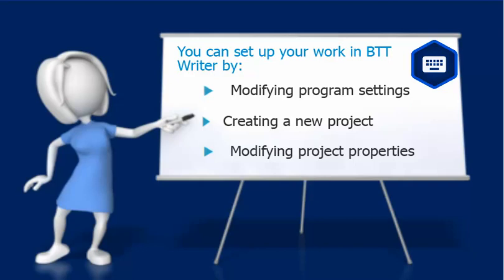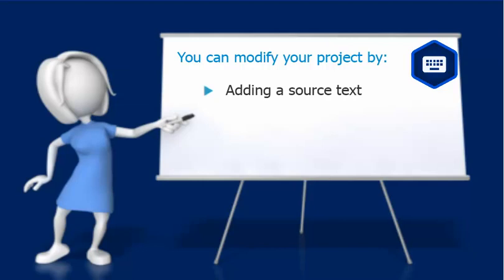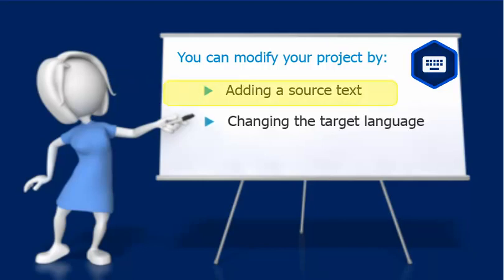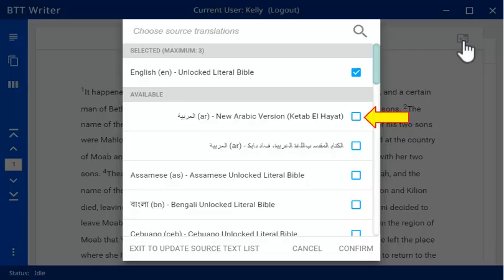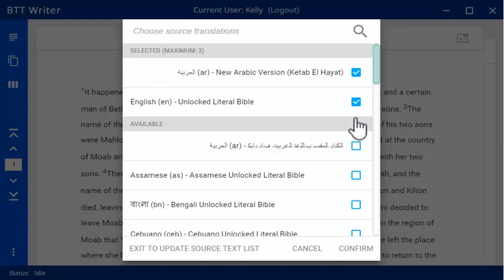Next you will see how to change some of your project's properties. We will show how to add another source text and how to change the target language of your project. To add or change the source text, click the plus/minus icon at the top right of the source text. Click the checkbox next to New Arabic Version to move that source text to the selected part of the window. If you no longer wanted the English ULB, you could deselect it. To save the selection, click Confirm.